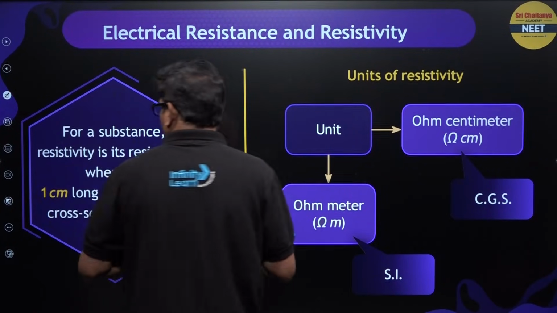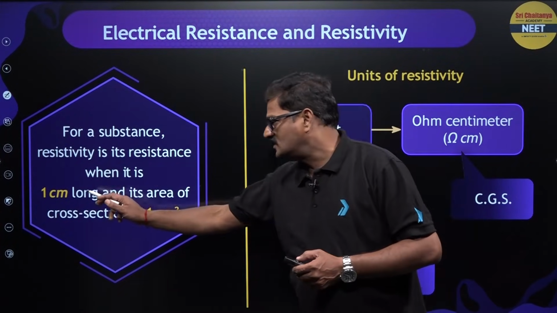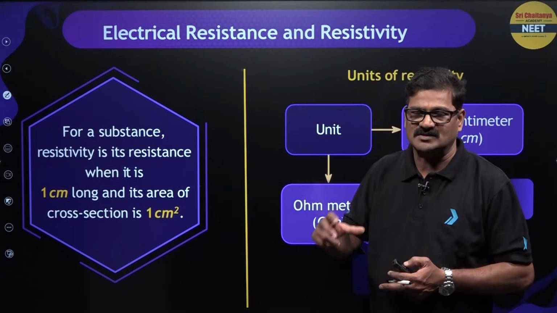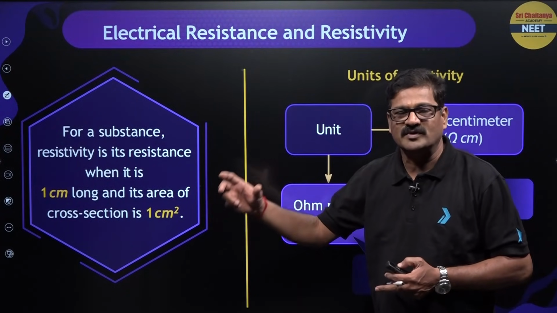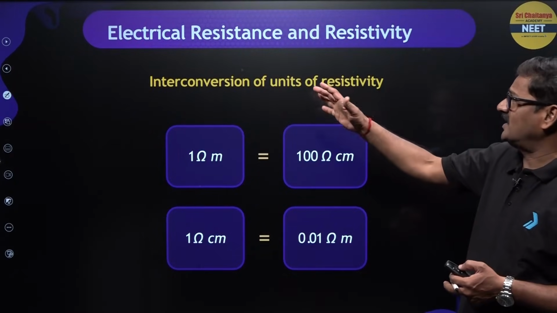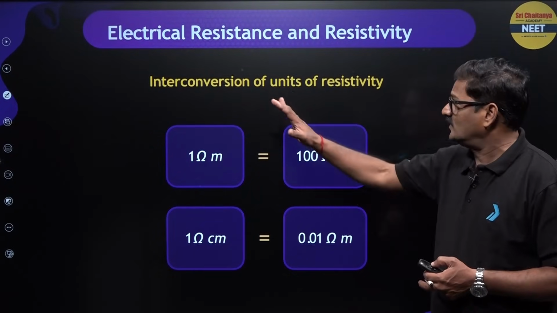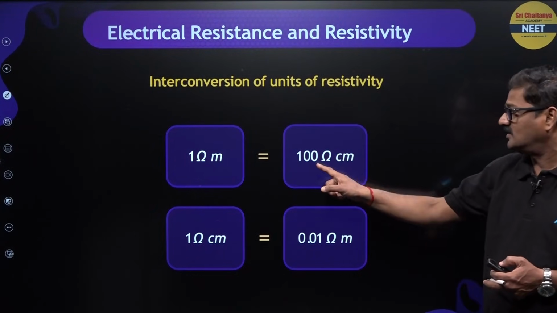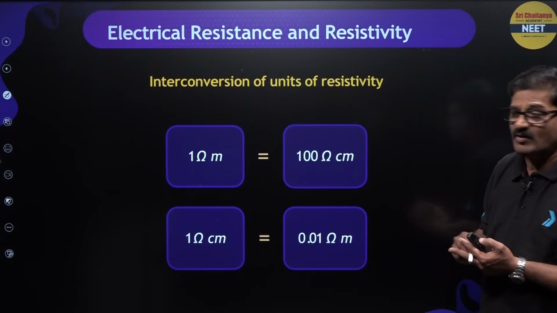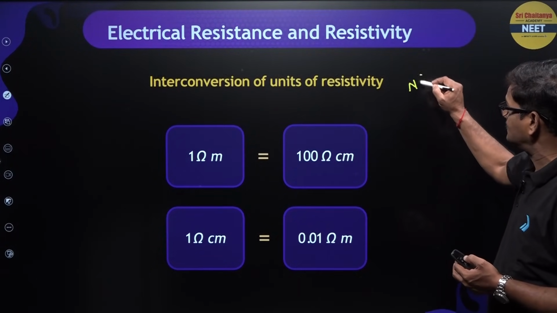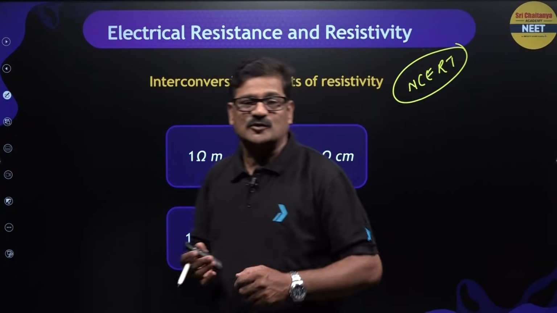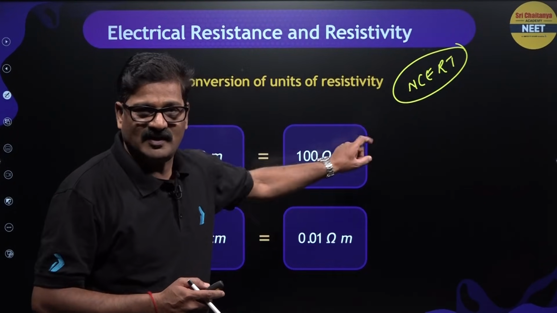For a substance, resistivity is the resistance when it is 1 centimeter long with an area of 1 centimeter square; for an electrolytic solution, it is a 1 centimeter cube of electrolyte. Moving ahead, the interconversion of electrical resistance and resistivity units: 1 ohm meter is equal to 100 ohm centimeter, and 1 ohm centimeter is equal to 0.01 ohm meter. This conversion is important because some questions in the NCERT are given directly in SI units, so to solve the NCERT questions it is required.